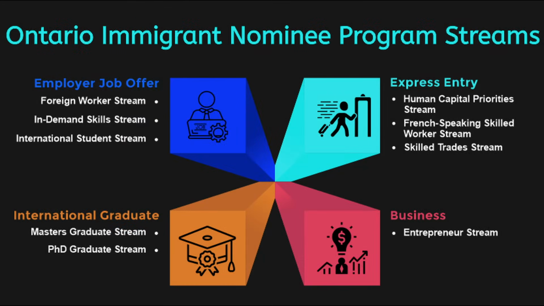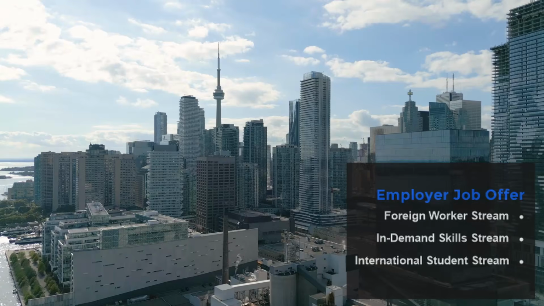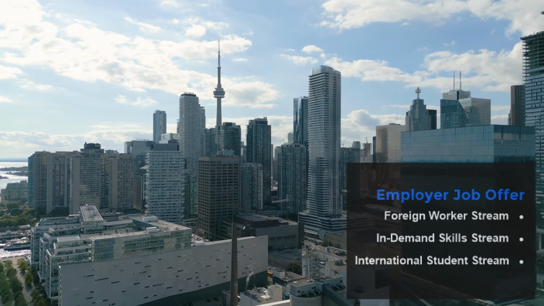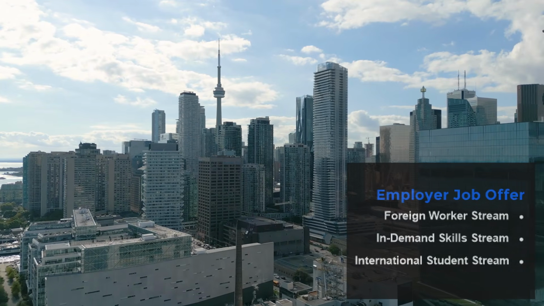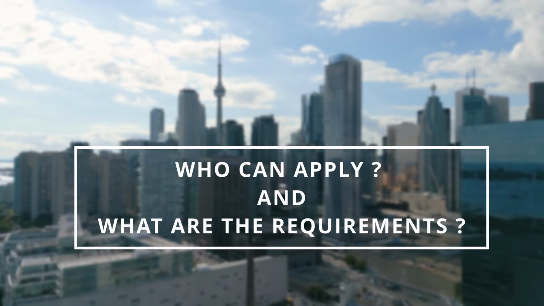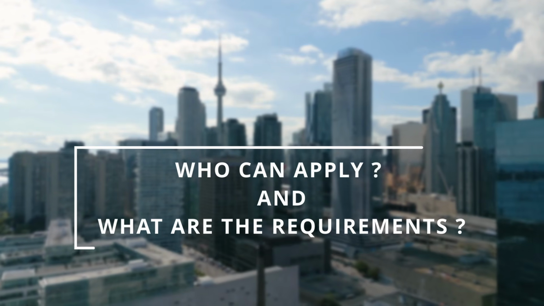So OINP has 9 streams in total. In this video, we will focus on the top 3 streams, which are Foreign Worker Stream, International Student Stream, and In-Demand Skills Stream. So let's get into the first point, which is who can apply for these 3 streams and what are the eligibility requirements.